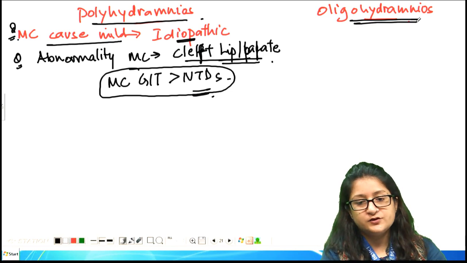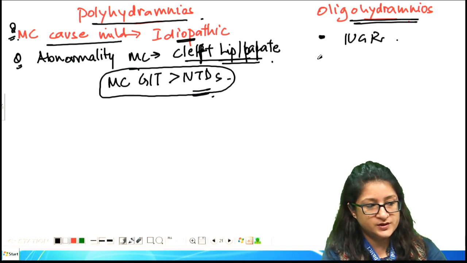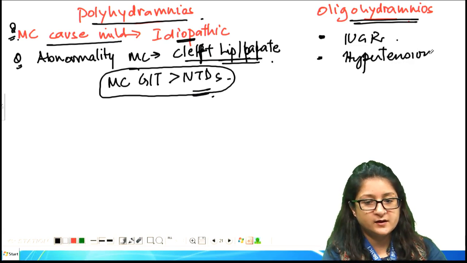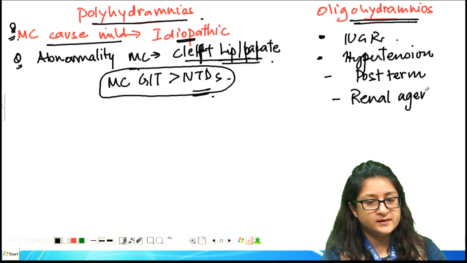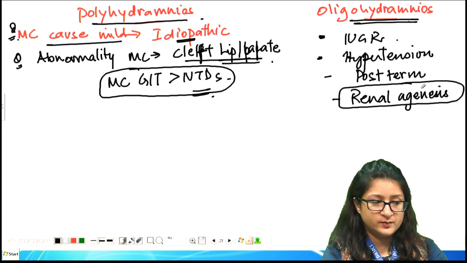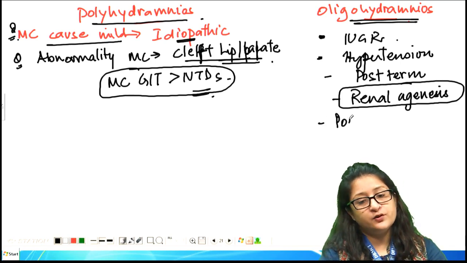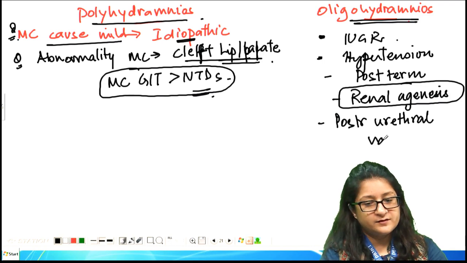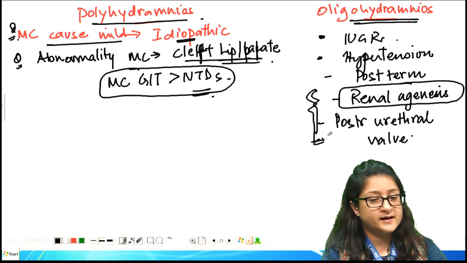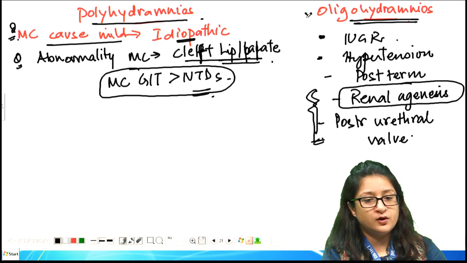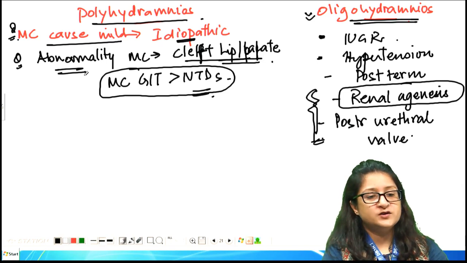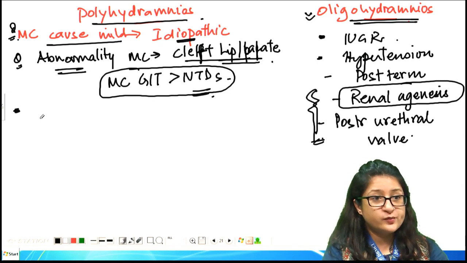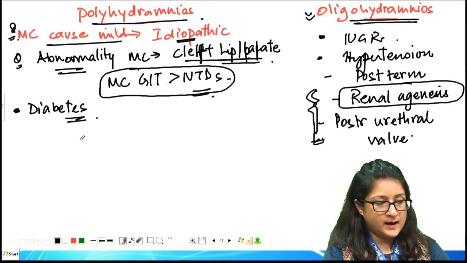On the other hand, with oligohydramnios, the causes can be IUGR, hypertension, post-term, and very importantly renal agenesis. Remember renal agenesis and any renal abnormalities, even posterior urethral valve, because there will be no fetal urination. So situations affecting fetal urine production lead to oligohydramnios, whereas anything affecting fetal swallowing leads to polyhydramnios. Excessive fetal urination or polyuria, like that seen in maternal diabetes, will also cause polyhydramnios.